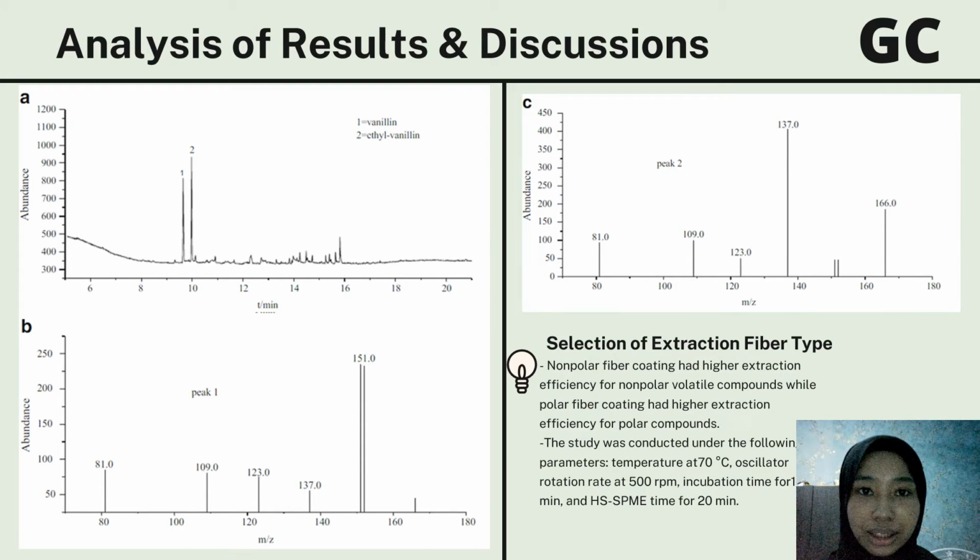The study was conducted under the following parameters: temperature at 70 degrees Celsius, oscillator rate at 500 RPM, incubation time of 10 minutes, and HS-SPME time of 20 minutes. Under these conditions, the extraction effects of 7 different types of extraction fibers on a matrix standard mixture solution were tested.